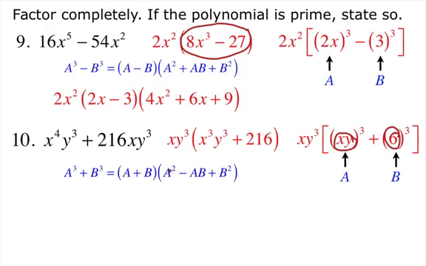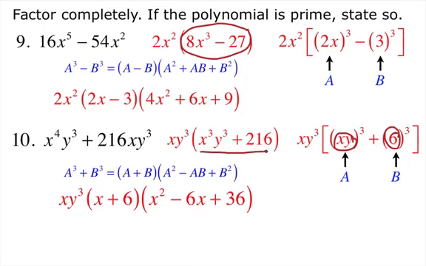I plug it into the formula. This is what I get. Don't forget to bring out the xy cubed. If you were to take the time to FOIL, not to FOIL, but to multiply this binomial times this trinomial, it should match this binomial. And this is the end of the video.